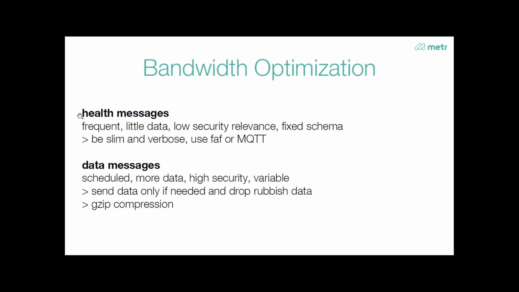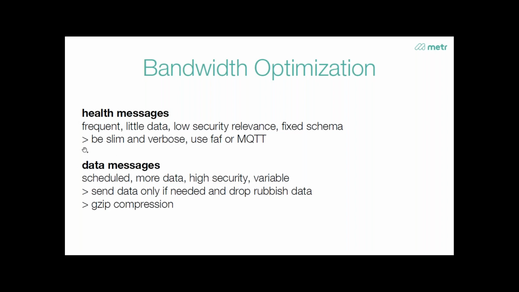It's just maybe my battery status or something like that. The good thing there is you can usually go with a fixed schema. So you don't have much variable data, because you know what you're sending, as usually you're designing that yourself. So that's easy. Be slim, be verbose, tell a lot about the status of the device, use fire and forget, and maybe use MQTT, for example, to connect to the backend and send out your messages, but always keep them small and tiny, because that adds up to a lot of data in the end.